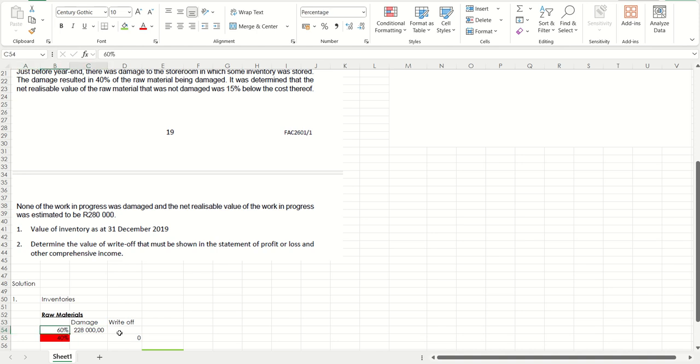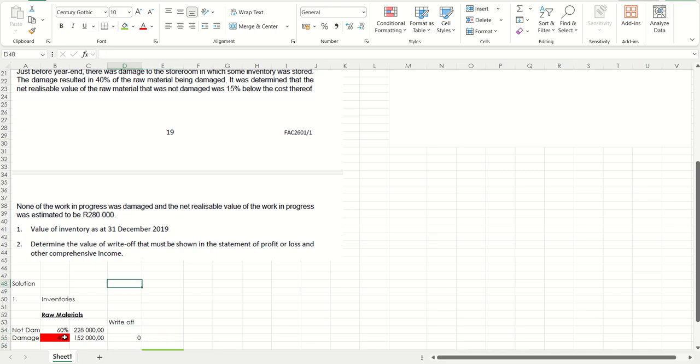Maybe let's put it this side. Say damage here, and then not damaged. So not damaged was 60%, and damaged was 40%. All of it will be written off, and then we'll essentially have 0 for this amount.